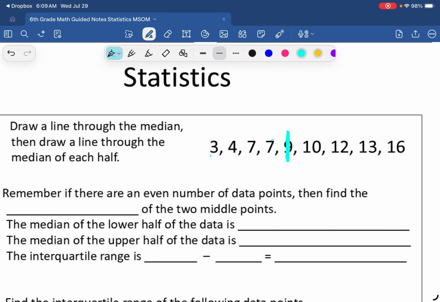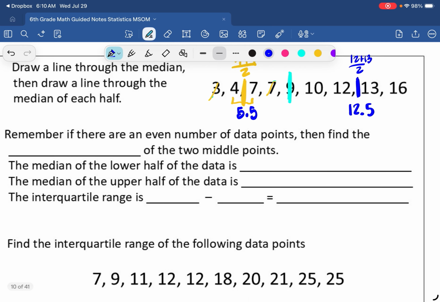Now I need to find the median of the lower data set. So my median's going to be right between 4 and 7. 4 plus 7 divided by 2 is going to be 5.5. So that's my median of my lower data set. Of my upper data set, it's going to be this number right here in the middle of 12 and 13. I can add 12 plus 13 divided by 2, but I also know the number 12.5 is the number right between 12 and 13. So let's answer these questions.